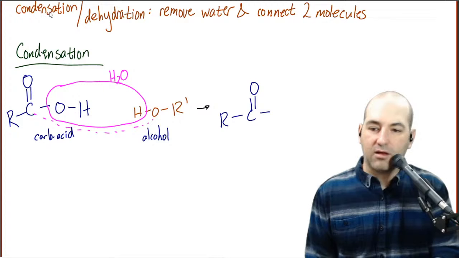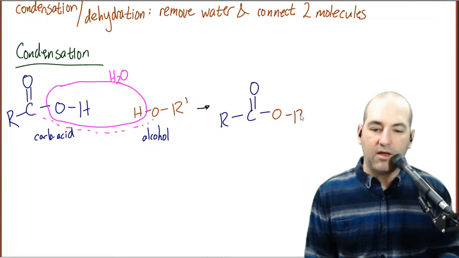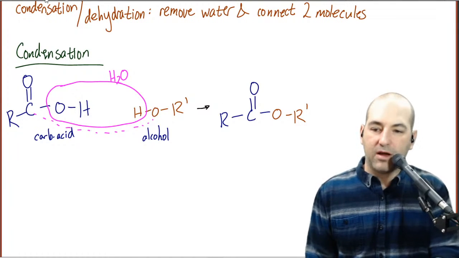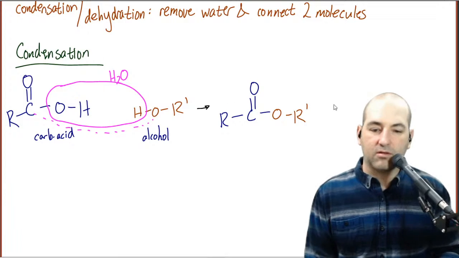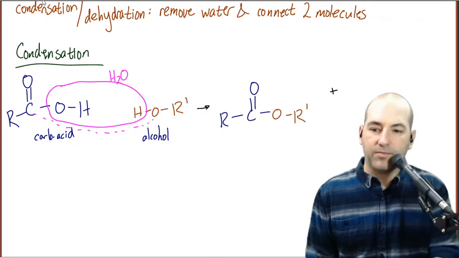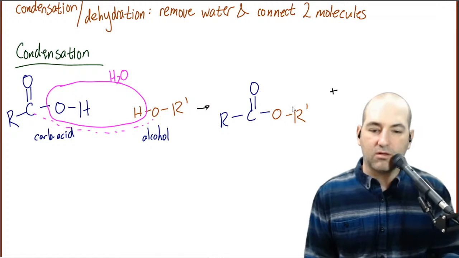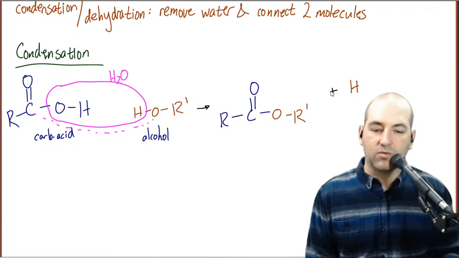Instead, we have the O and the R prime, or this thing, from the alcohol. So the byproduct here is water, and let's be really careful about where that water comes from. It's one H that was on the alcohol, and then the O and the other H from the carboxylic acid.